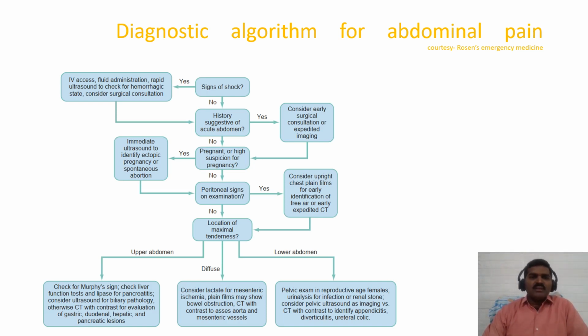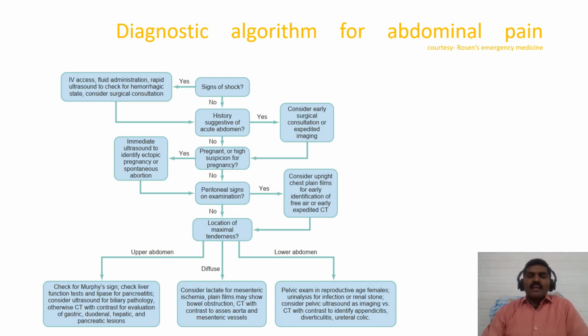No chance of pregnancy, then you proceed to look for peritoneal signs on examination. If peritoneal signs are present, consider upright chest X-ray films to look for any free air under the diaphragm for early identification. And you can go for a contrast enhanced CT to look for any complications due to peritonitis or the actual organ which is inflamed, to detect the cause and plan your management.